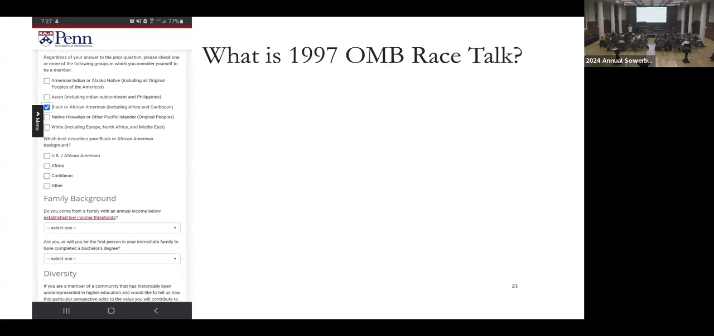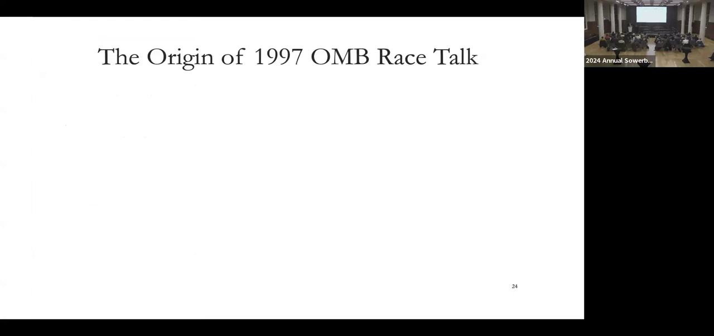This is an example of how this race talk shows up in the everyday life of Americans. This was my new hire paperwork. It's not really paper, it's online. The provost sent it to me after I got hired. Interestingly, Elizabeth Warren used to be a Penn professor in the School of Law, and she also filled out this form. I haven't got my hands on the exact boxes that she marked, but I think we can guess.